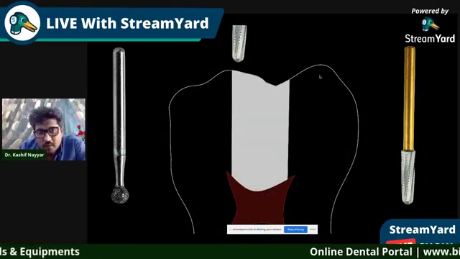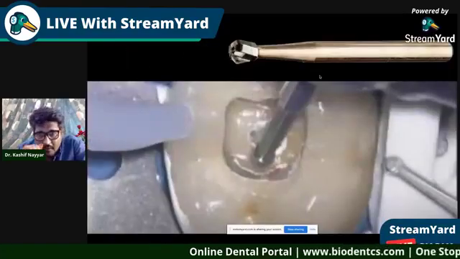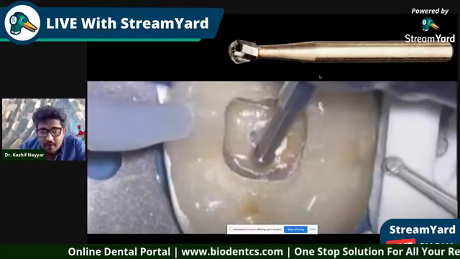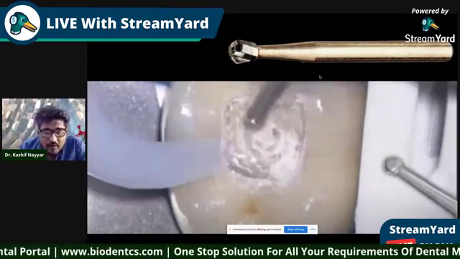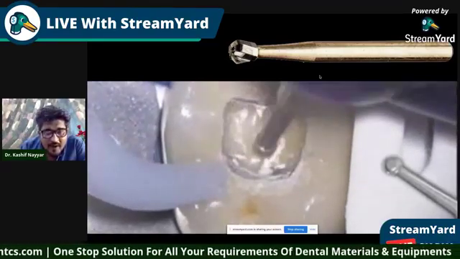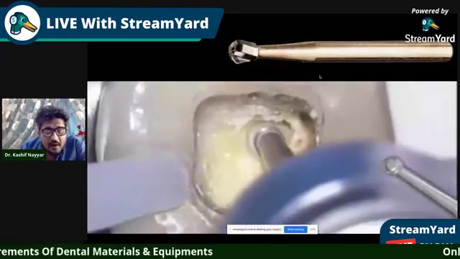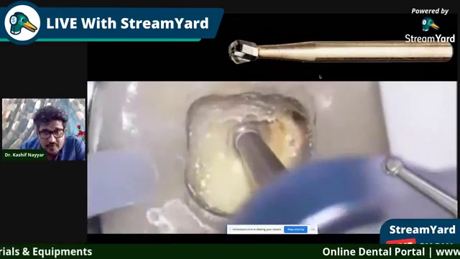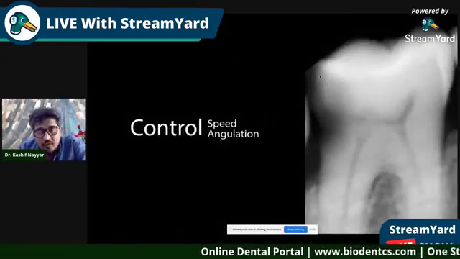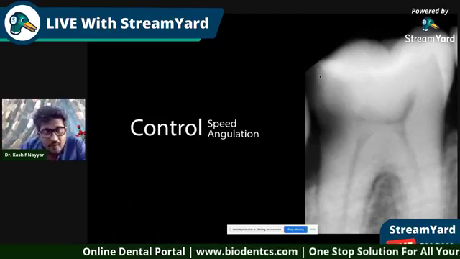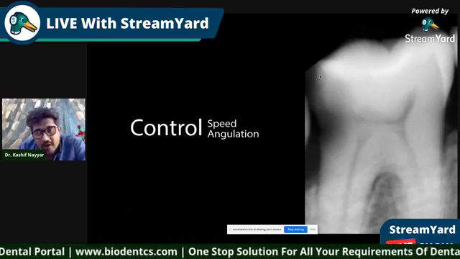After doing that, once you have completely removed the roof, there is a part of refinement, because when you are using the round burrs during the access opening, we are creating a lot of irregularities inside the pulp chamber. So we have to make sure that during this procedure, we control our speed and angulation.